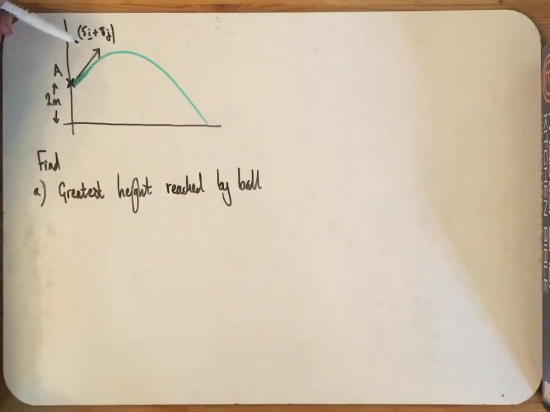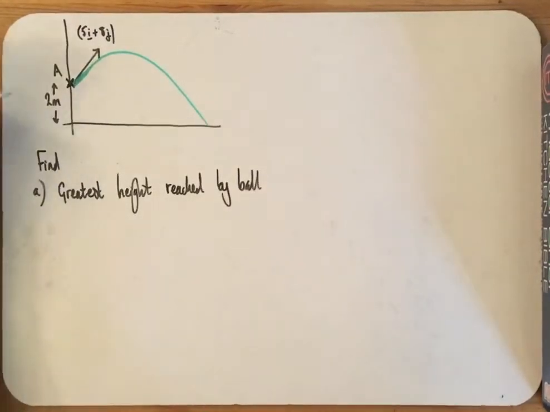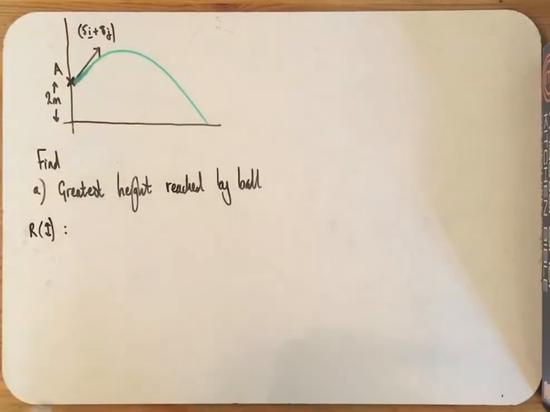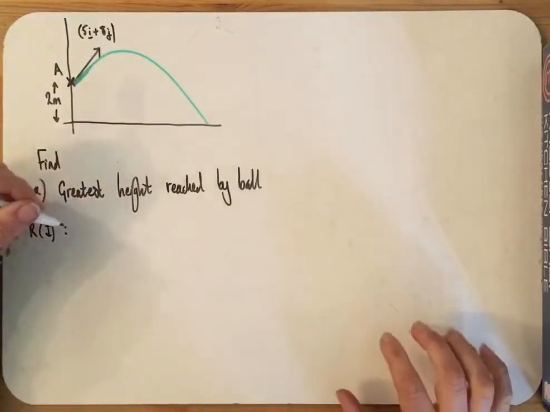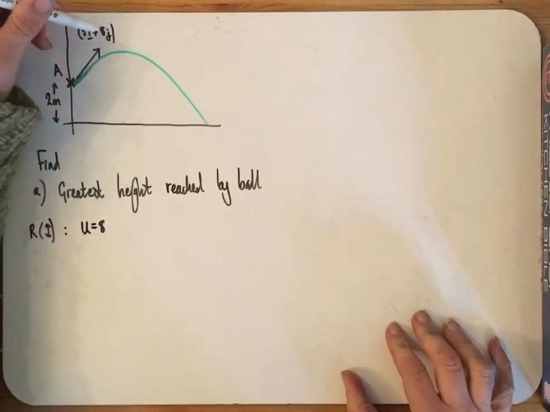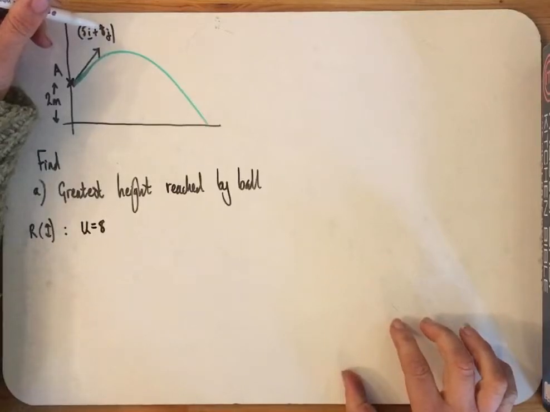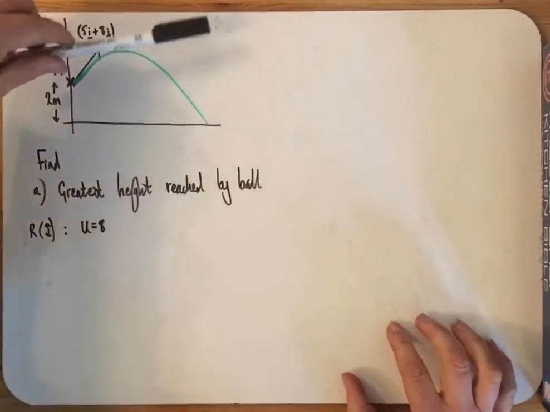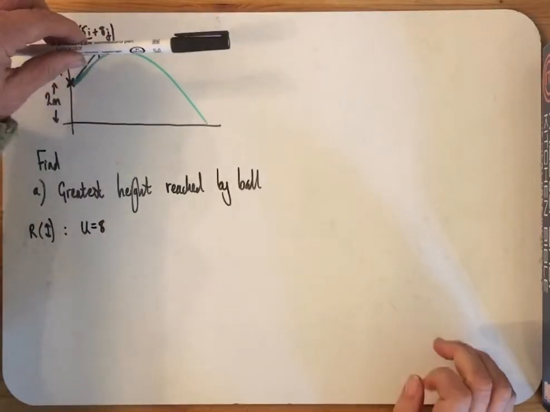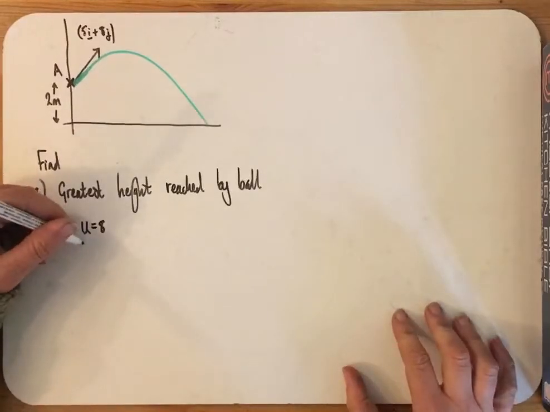And we want to find the greatest height reached by the ball. So that's your initial velocity. And so we want greatest height. We've got this going on vertically. And so we're looking at resolving vertically and take upwards to be positive. And so vertically, initially, u is equal to 8, and you can just pull that straight from here. The greatest height is where it's travelling horizontally, and so the vertical velocity will be 0 at the greatest height.